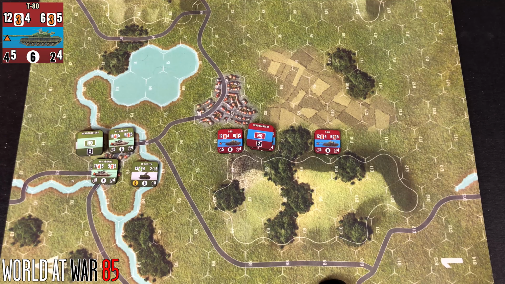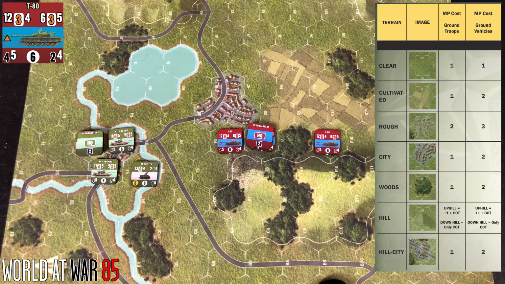it's activated. Now, a key thing you're going to need when you start doing your movement actions is your terrain effects chart. It's going to tell you all the different types of terrain and how many movement points it costs for the different types of units to move through them. I have an example on screen of a section of the terrain effects chart for you now that shows the pictures and then the movement point cost for the different types of ground units, whether they're troops or vehicles. For our T-80 here, we would obviously use the ground vehicles column.